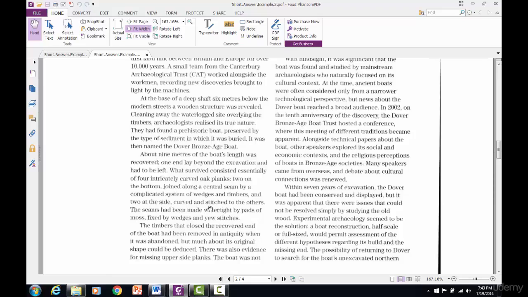We're looking for a word that prevents water from entering. Here's watertight. Watertight is a synonym for prevent water from entering. All right, so the seams have been made watertight by pads of moss. So that's our answer right there. Pads of moss. Watertight and pads of moss.